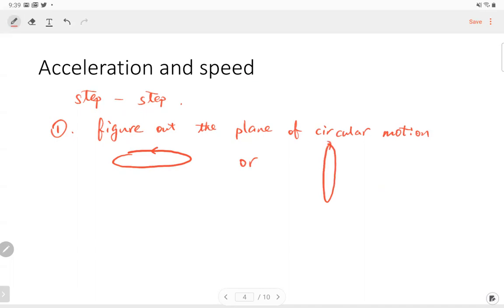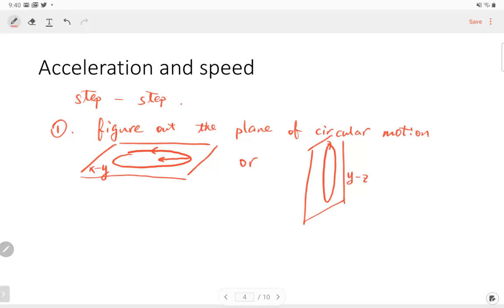So if the circular motion is in the horizontal surface, this is the 3D dimension, okay? The XY plane, then that means the centripetal force points towards the center and will be inside of the XY plane. But if this circular motion occurs in the YZ plane, then the centripetal acceleration or centripetal force will be in the YZ plane. This is very important. And if we know the circular motion plane, then we're going to draw a free body diagram. The free body diagram will help us figure out the net force.